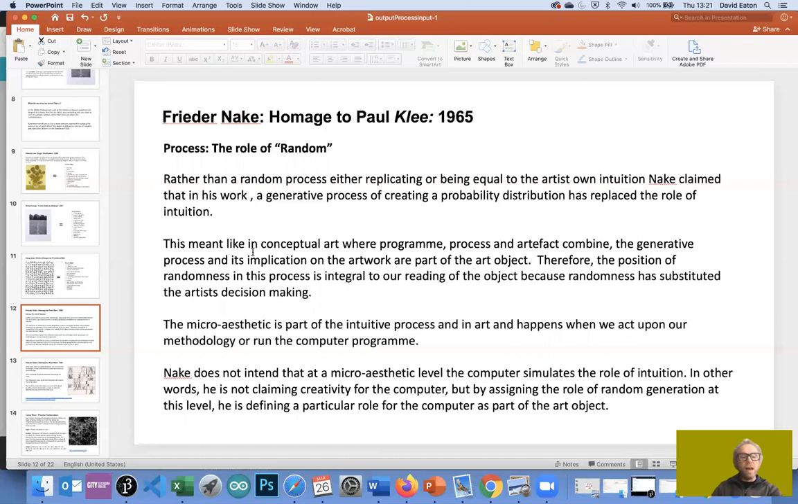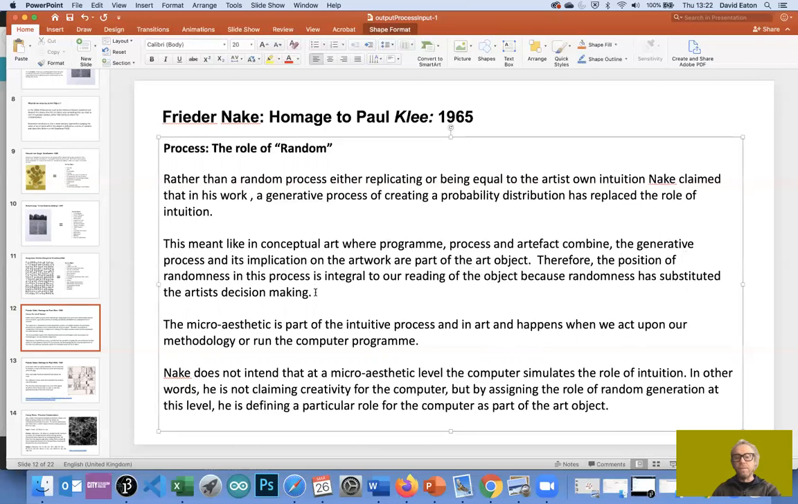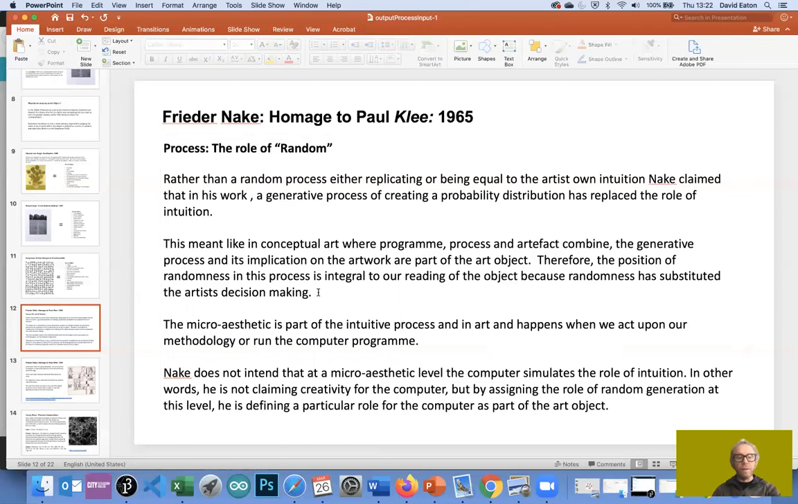So this is meant like in conceptual art, where program, process, and artifact combine. The generative process and its implications on the artwork are part of the art object. So random, generative ideas become part of the object of art that we're looking at. Therefore, the position of randomness in this process is integral to our relationship with the object, because randomness has substituted the artist's decision making. Again, this idea of simulating decision-making.